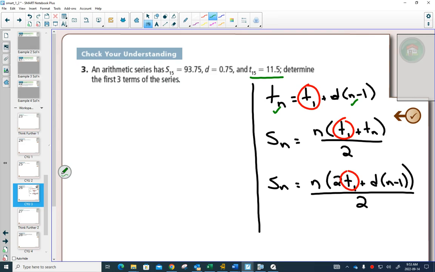Then the only other thing I would need if I wanted to use this formula is d. Does the question tell us d? Yes, it does. I know this. This formula would let me solve for d. If I use this formula to solve for d, I would find term 1. And if I knew term 1 and you know d, could you find term 2? Yes. Could you find term 3? Yes.